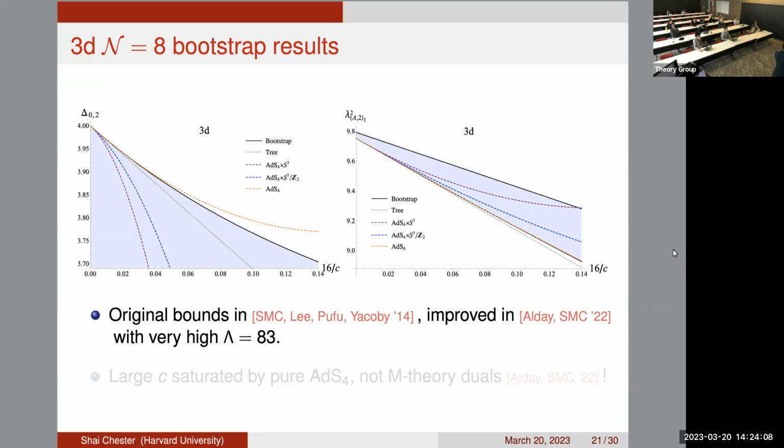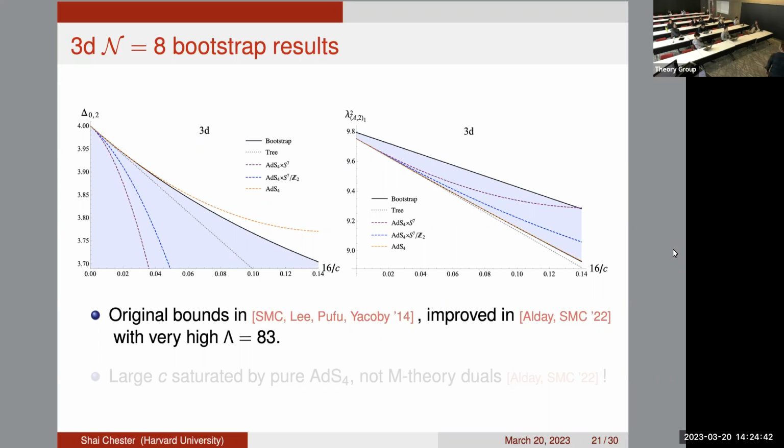Now let's put in the 1 over C squared correction. For AdS4 cross S7 and S7 mod Z2, which correspond to the two ABJM theories, that just pushes it in the wrong direction. Whereas for the pure AdS4 case, that pushes this tree level result to lie exactly along the bootstrap bound. So again, we find the same pattern that we found in 4D, which is that the one loop correction coming from pure supergravity makes it so that your 1 over C expansion exactly saturates the bound, whereas the one loop correction coming from duals of known theories is just somewhere in the allowed range.